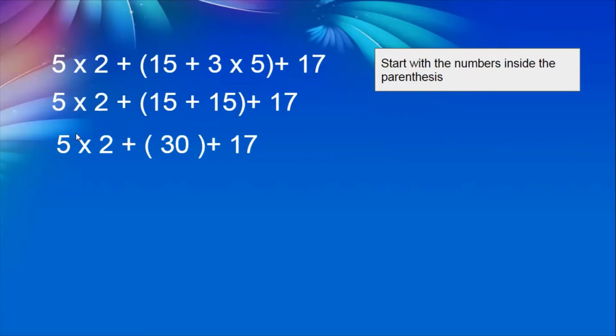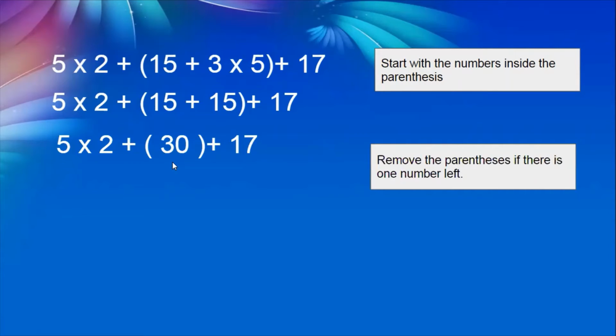So I just copy the 5, the 2, and the 17. Now, since we have already arrived at one answer, and that is 30, let us remove our parentheses. So we have here now 5 times 2 plus 30 plus 17. So we have 2 operations here, multiplication and addition. So we know that multiplication should come first before we do the addition.